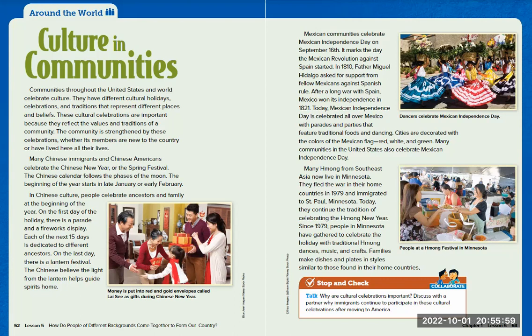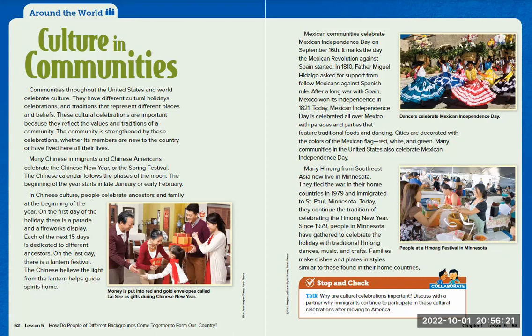Many Chinese immigrants and Chinese Americans celebrate the Chinese New Year, or the Spring Festival. The Chinese calendar follows the phases of the moon. The beginning of the year starts in late January or early February. In Chinese culture, people celebrate ancestors and family at the beginning of the year.